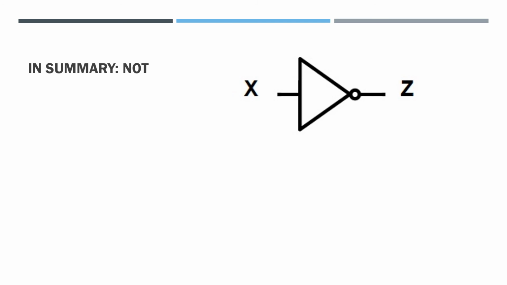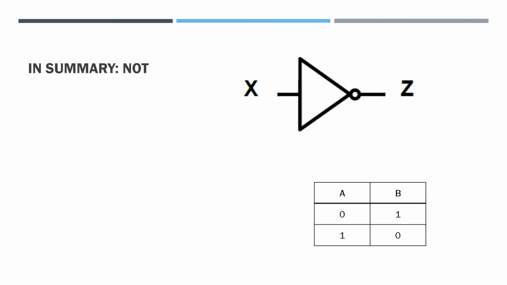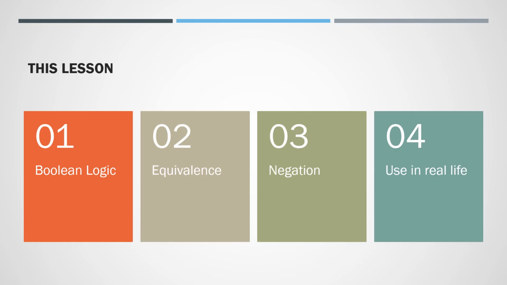So let's just summarize what we've learned about NOT. The NOT gate looks like this. It's a triangle with a little circle. The circle is important. If you leave that out, it won't be the correct symbol of a NOT gate. The truth table looks like this, and the Boolean operator looks like this. So you need to learn all of those things.